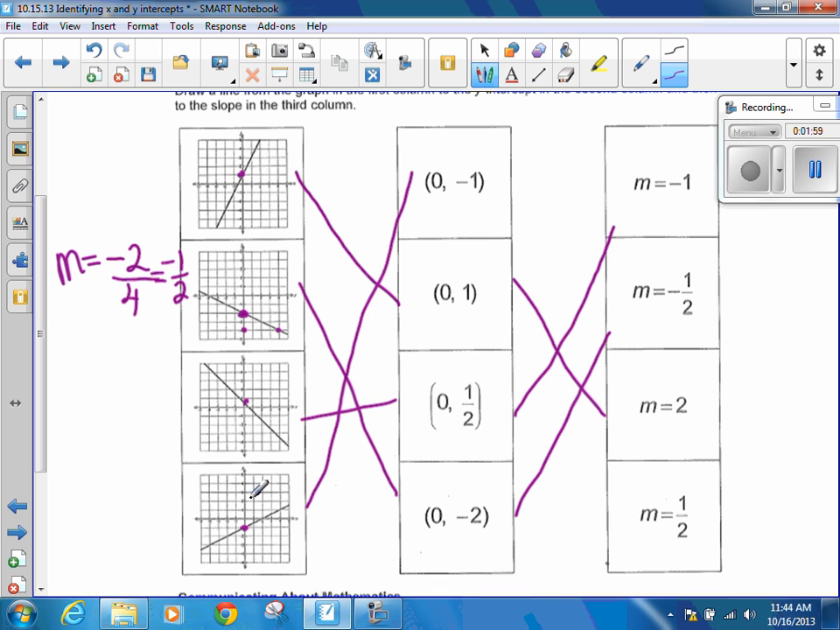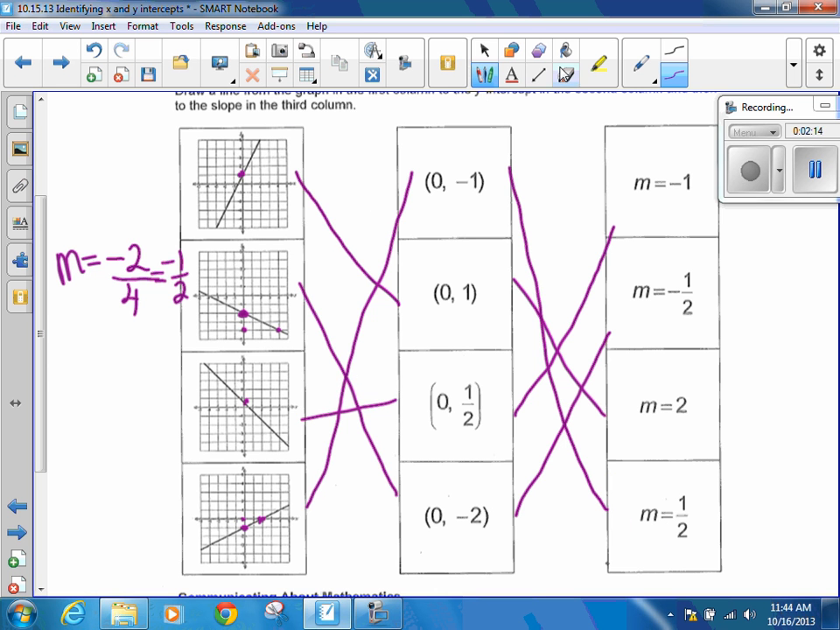And then, am I going up or down to get my rise over run? Up 1 and over 2. 1, 2. Okay? And that would match here. So our slope would be 1/2.